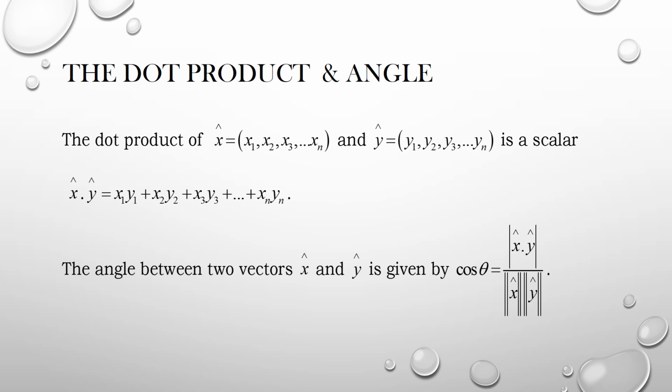So if we want theta, just send this cos to the other side, then theta equals cos inverse of modulus of x cap dot y cap whole divided by norm x cap times norm y cap. This gives the angle between those two vectors x cap and y cap. Thus we can define the dot product between two vectors and the angle between two vectors in the space Rn.